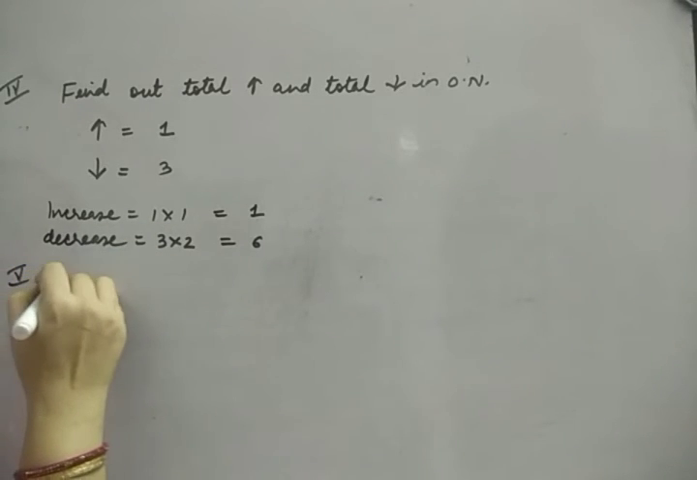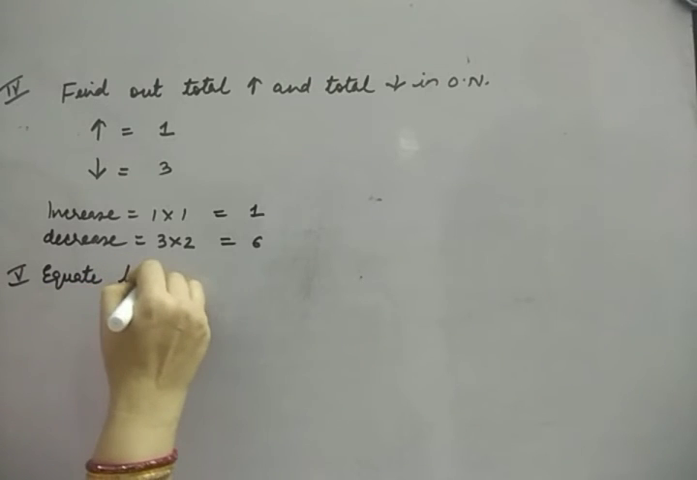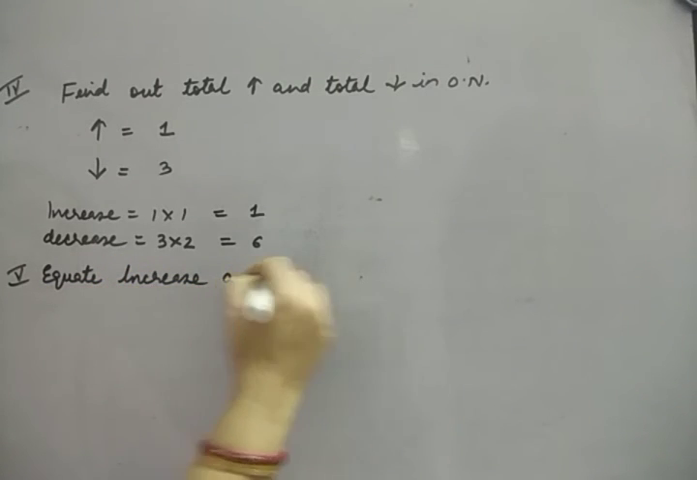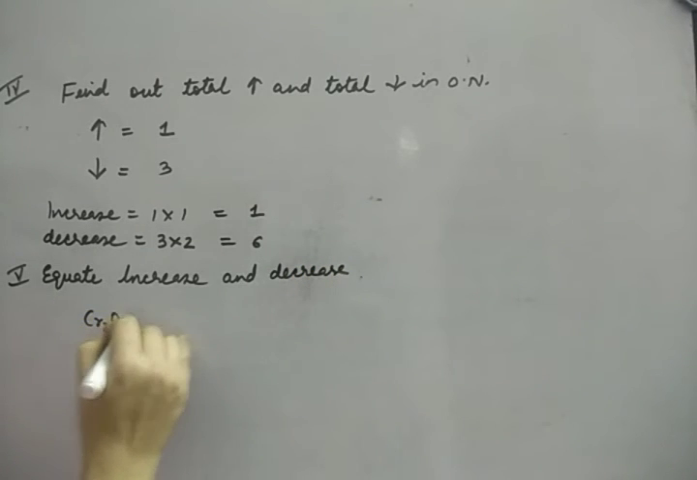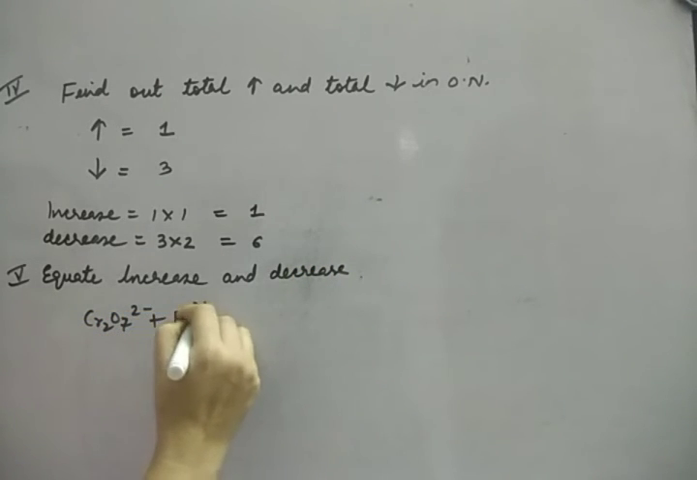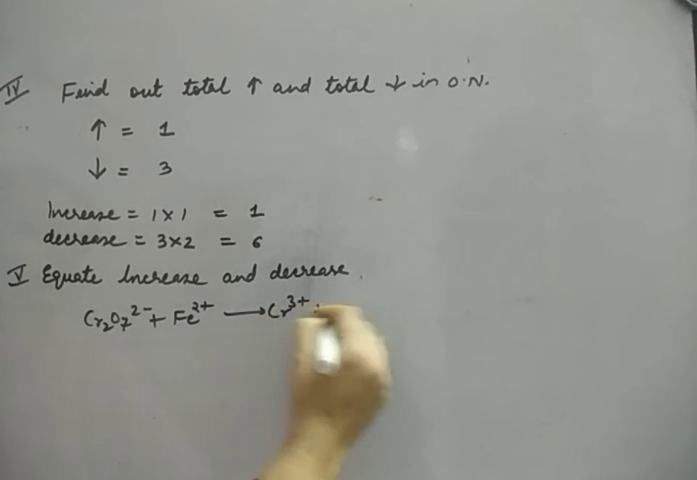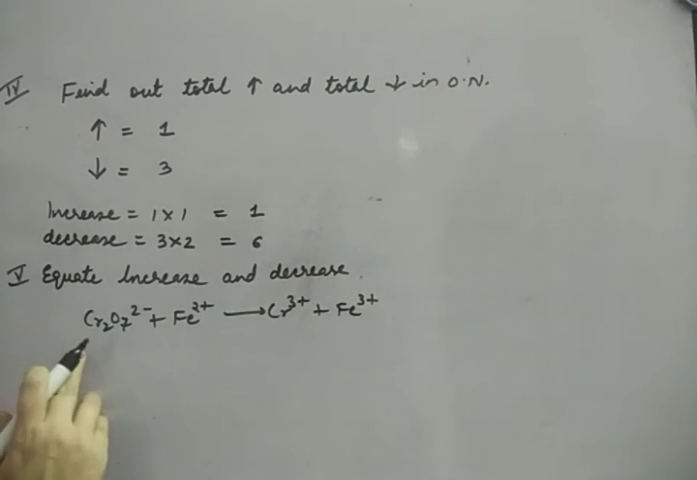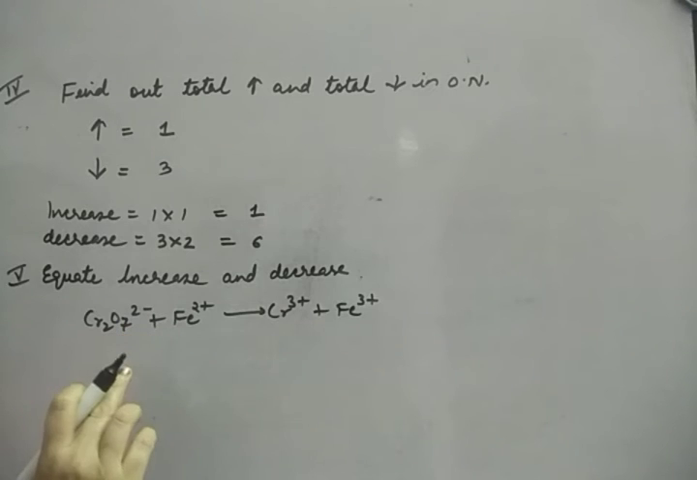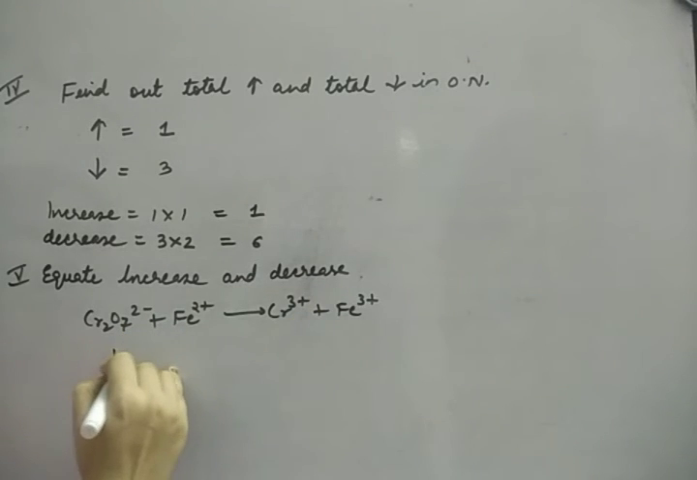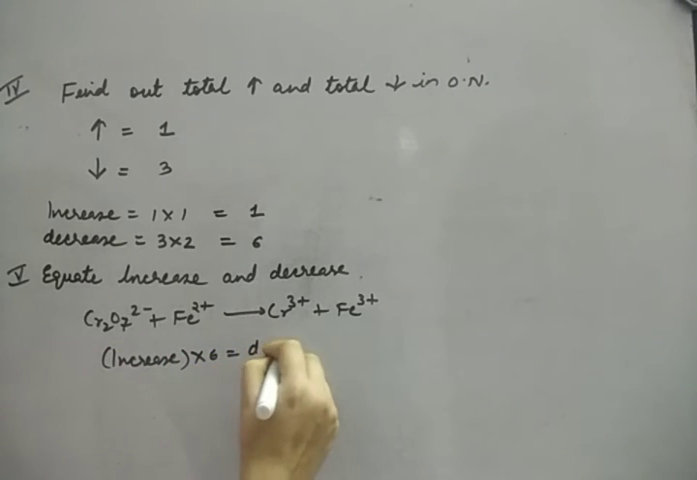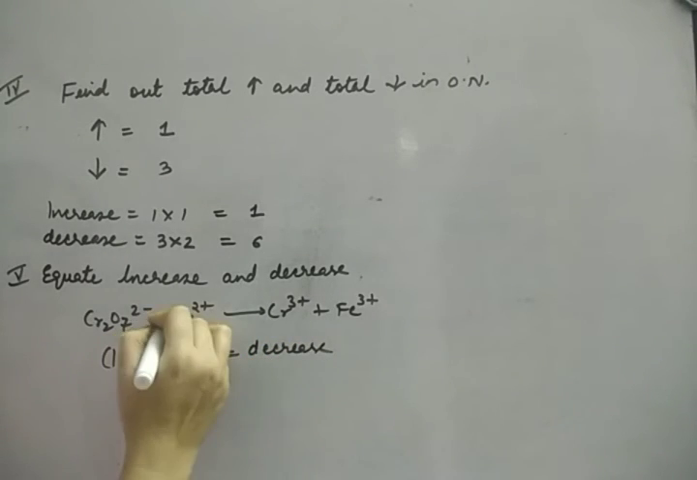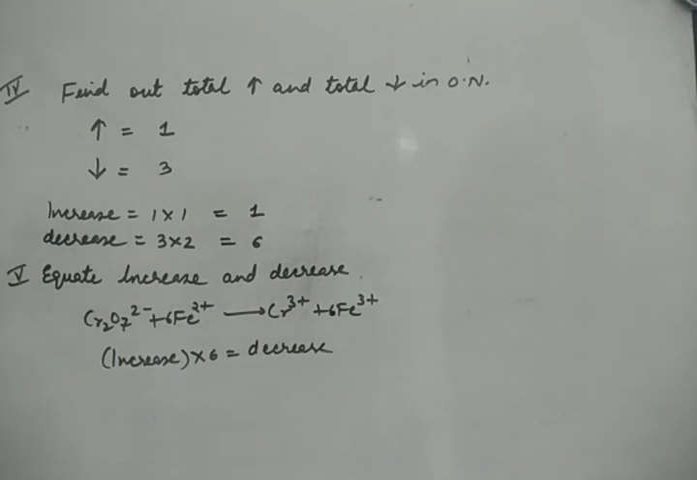Now equate increase and decrease. And how to equate increase and decrease? By multiplying with suitable integers. So I will write the equation. Okay, now increase is 1 and decrease is 6. So how to equate? So increase should be multiplied by 6 so that it becomes equal to decrease. So increase is this part. So 6 here and 6 here. So I will multiply the iron part by 6.